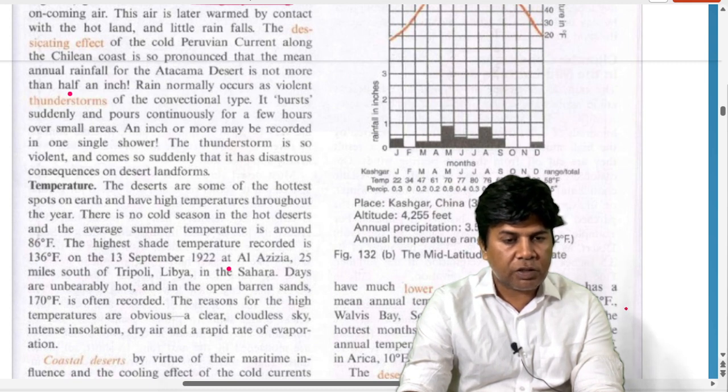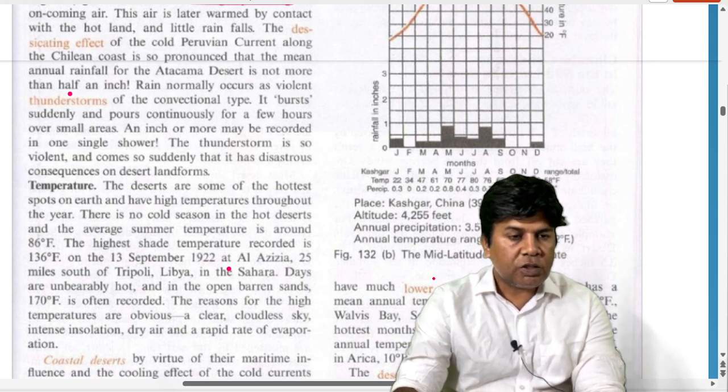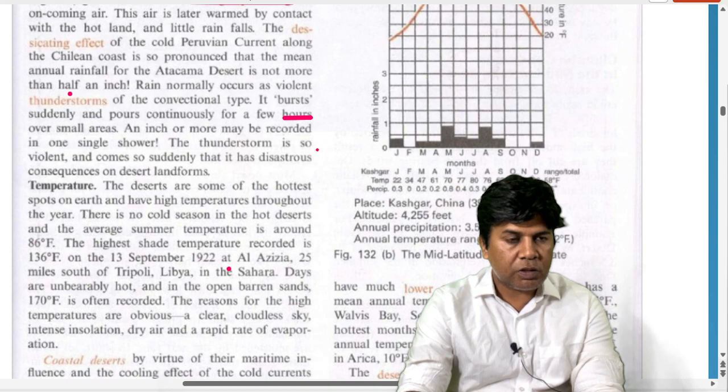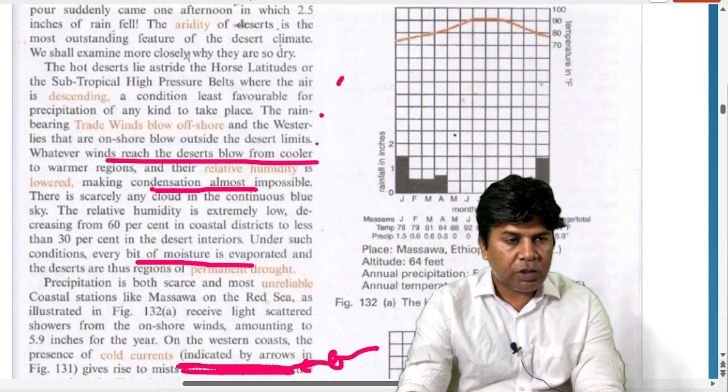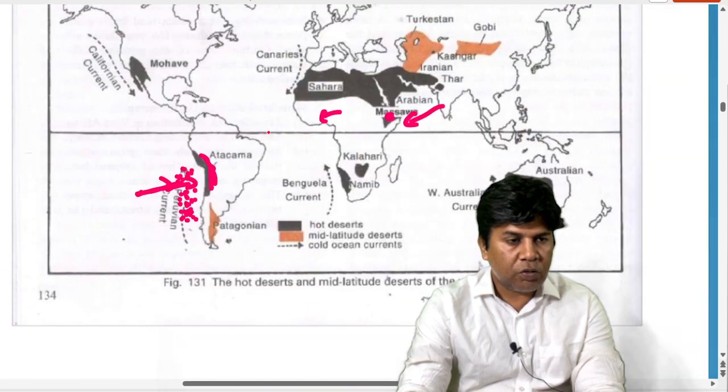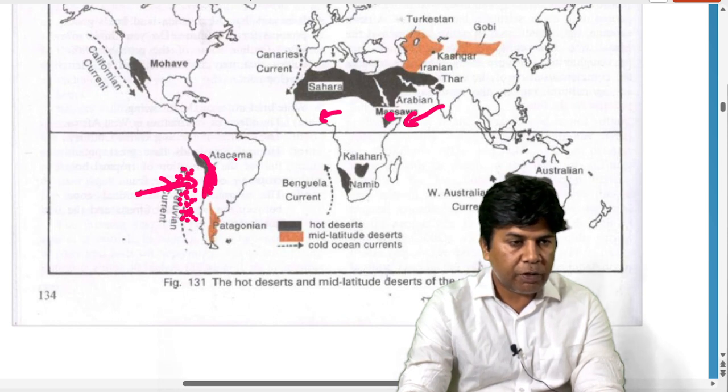Iquique has 65 degree Fahrenheit. Walvis Bay, South Africa, only 63 degree Fahrenheit. So this is because of the cooling effect. For example, we have just discussed these areas, because the cold current is flowing. That's why these areas will have a lower temperature in the coastal area compared to the interior area, because the cold current is flowing.